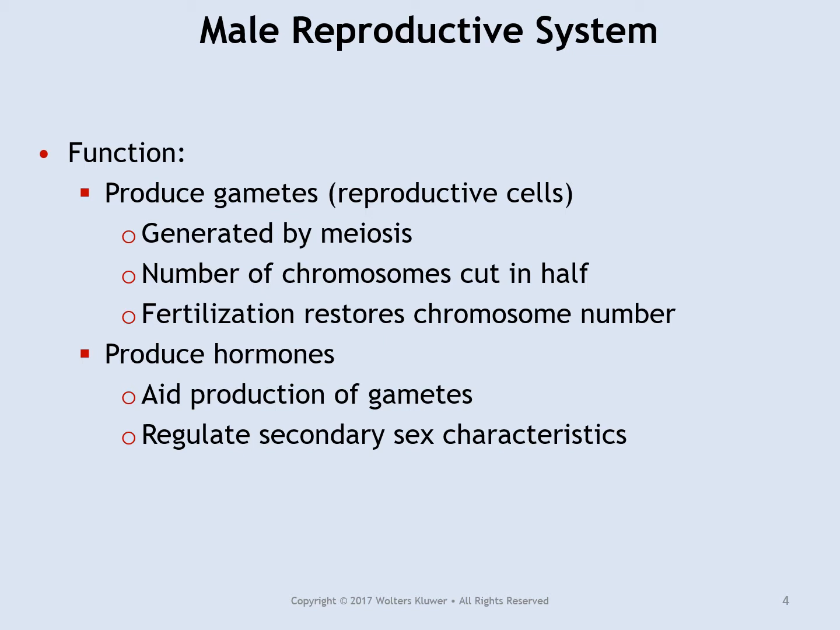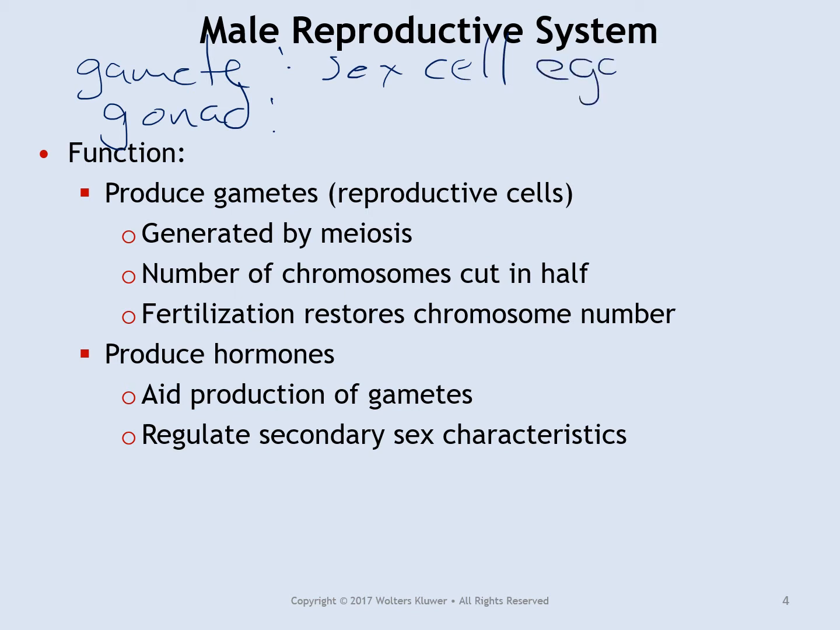Let's do a little bit of vocab first. What is a gamete versus a gonad? We'll see these 2 words in these lectures. So a gamete is a sex cell. And this would be either egg in the female reproductive system or sperm in the male reproductive system. Okay, how about a gonad? What's a gonad? Well, the gamete is a sex cell. The gonad is the sex organ.